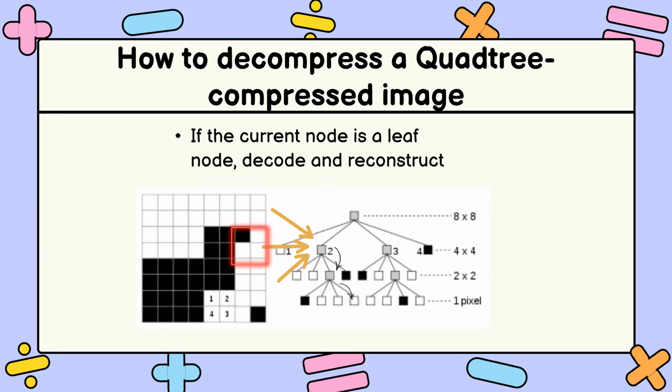In this next example, the node labeled 2 has been split into 4 children nodes, and one of its children has been further split into another 4 children nodes. The red square denotes the pixels at the lowest depth of the tree, and we can see that there are 3 white squares and 1 black square, which corresponds to the information displayed in the tree.